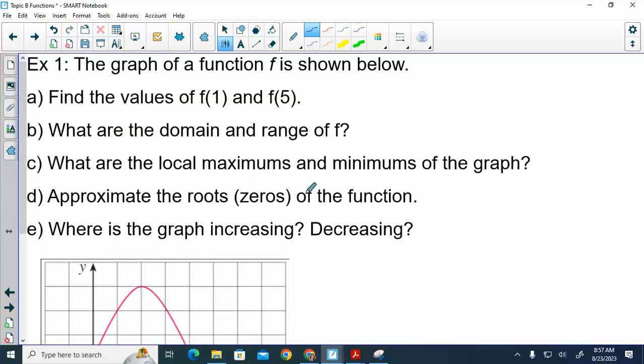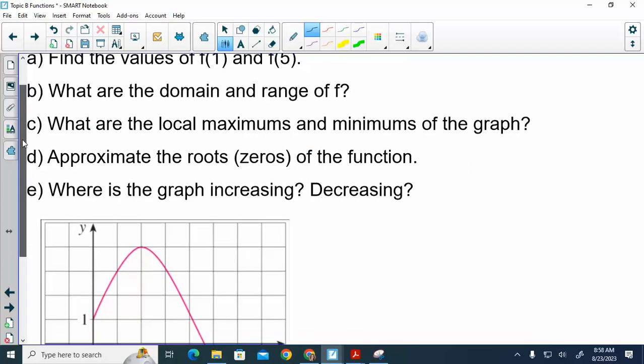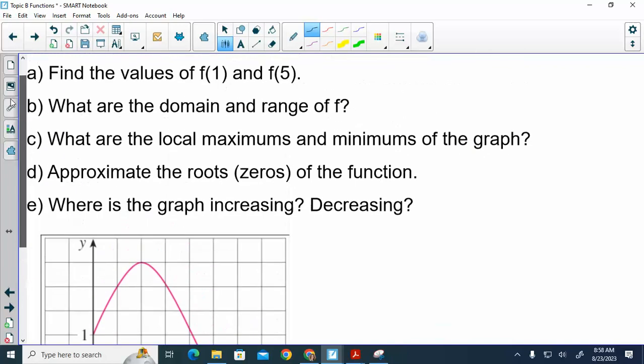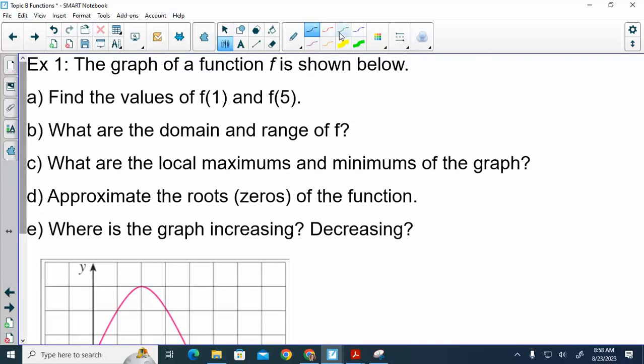So let's look at the graph of a function. And why do I know it's a function when I look at this? That's the vertical line test. There's nowhere I can draw a vertical line that hits it more than once. All right, we're going to answer a bunch of questions from this graph. Find the values of f of 1 and f of 5.